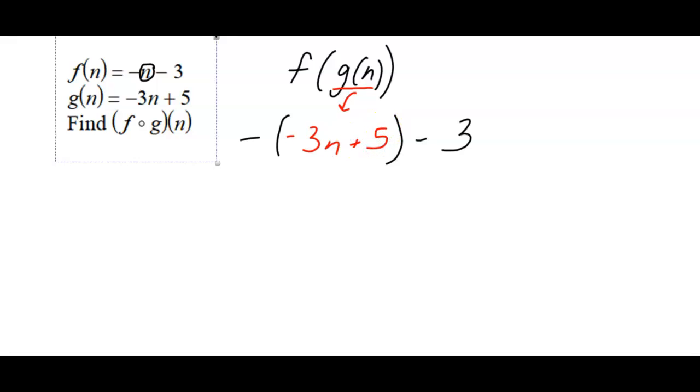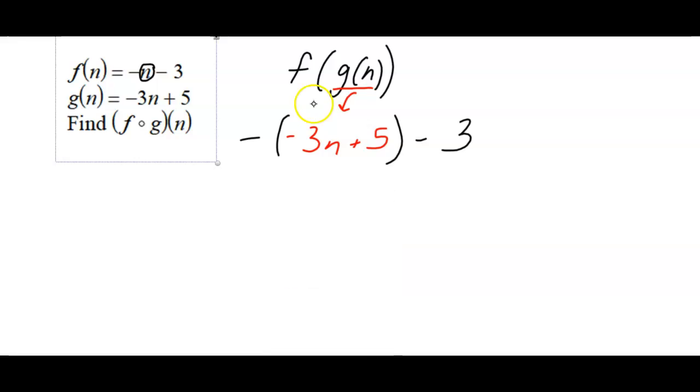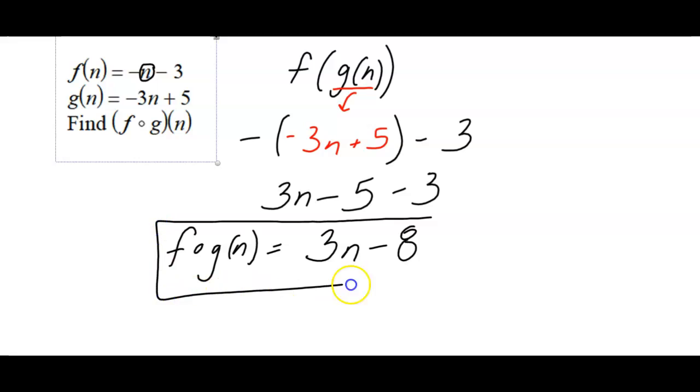Again, I like to open up a set of parentheses. So it's negative, n minus 3. And in that set of parentheses, you're substituting the g function. So your g function goes in these parentheses. So you get negative, 3n plus 5. And then from there, you want to simplify as much as possible. So we're going to distribute our negative. This will give us 3n minus 5 and then minus 3. So f of g of n equals 3n minus 8.